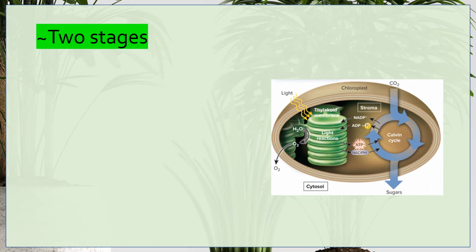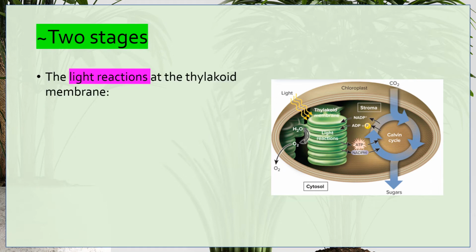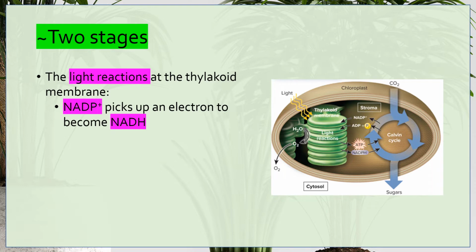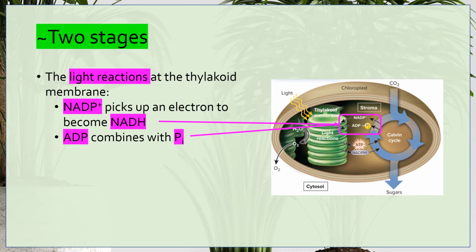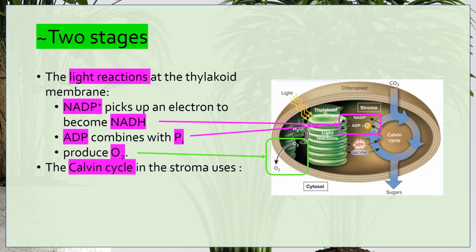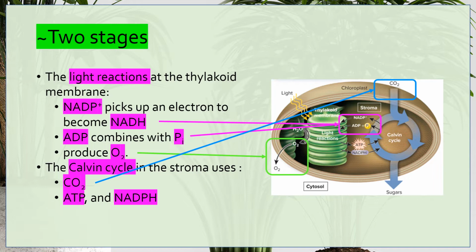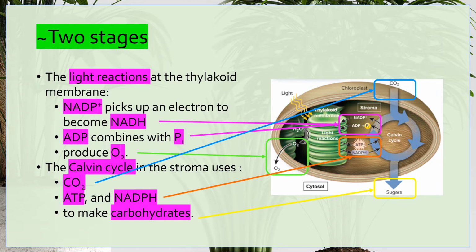Okay, so continuing with those two stages: in the light reactions at the thylakoid membrane, NADP+ picks up an electron to become NADPH. ADP combines with another phosphate. This produces the oxygen that goes out of the system. And in the Calvin cycle, the stroma uses carbon dioxide, and ATP and NADPH are used to make the carbohydrate. And that's how the systems work together.